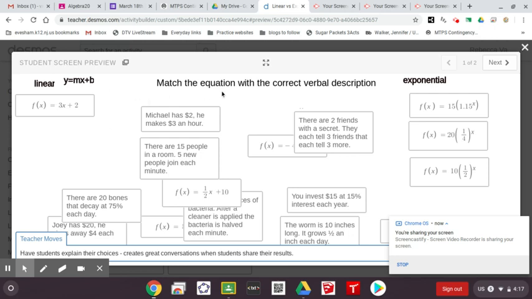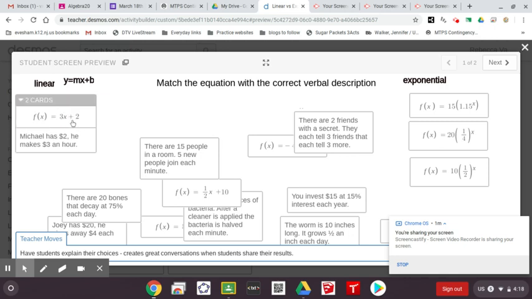And then what you're going to be doing is you're going to find an equation that has to go with the description. So these two have a 3 and a 2. Let's see. Michael has $2. He makes 3 an hour. Add 3, add 3, add 3, add 3. I know add 3, add 3, add 3 means this is going to be 3x plus 2. So he has 2, and then for 1 hour, he adds 3. For 2 hours, he'd be adding 6. So these two cards are going to go together. You're going to put them on top of each other, and it'll link them up.